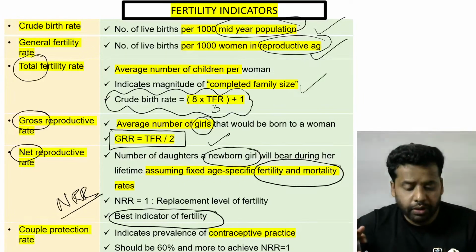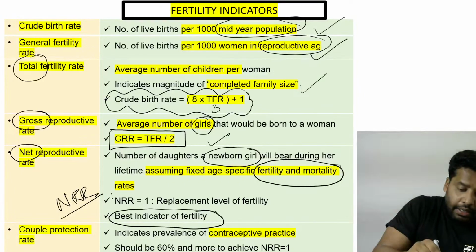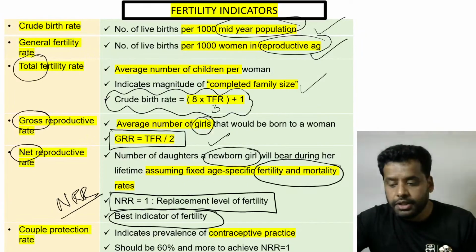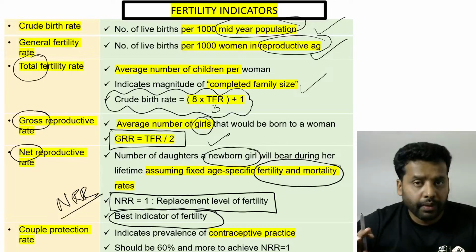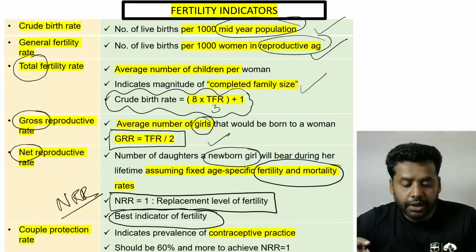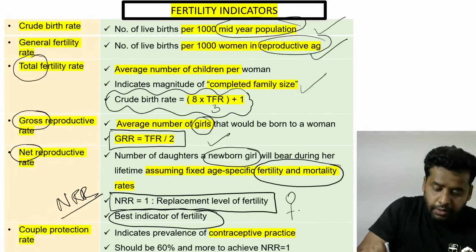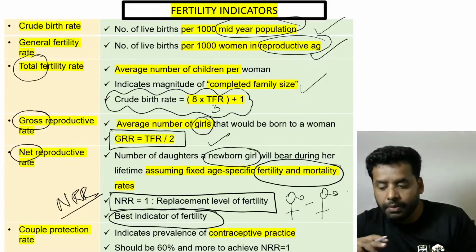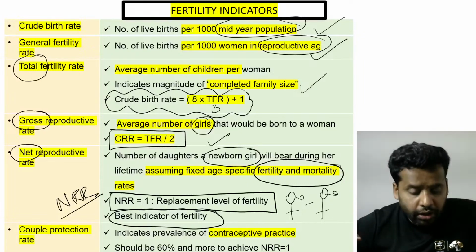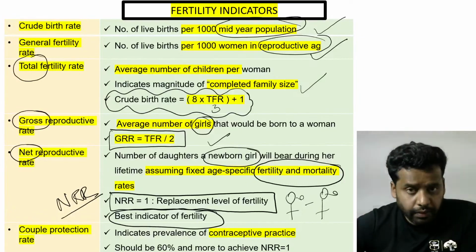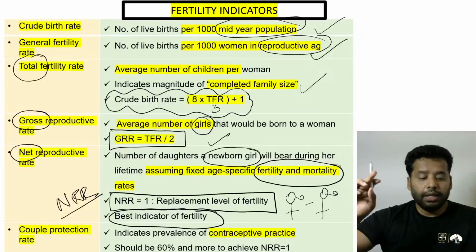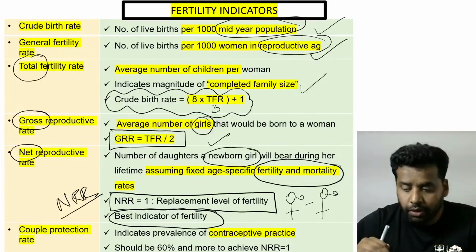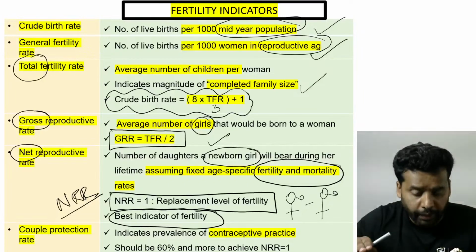And one more question we ask is, what is NRR 1? NRR 1 indicates replacement level of fertility. NRR 1 indicates one girl is being replaced by one more girl. It is replacement level of fertility. If NRR is less than 1, see the words properly, population is below replacement level, because replacement level is 1.